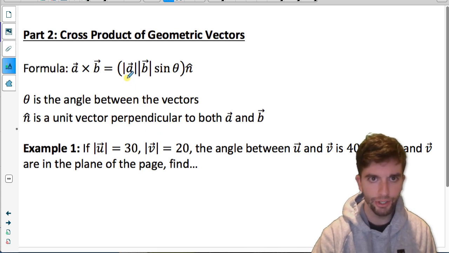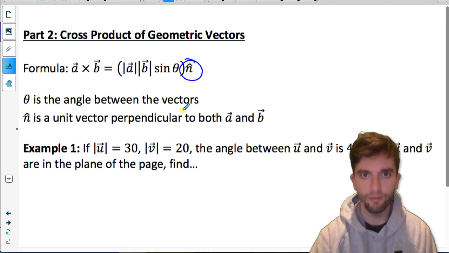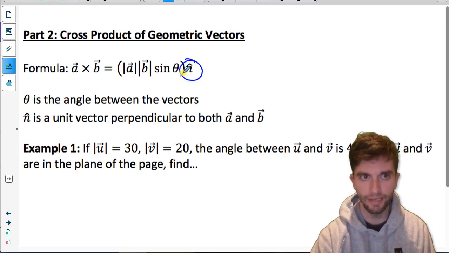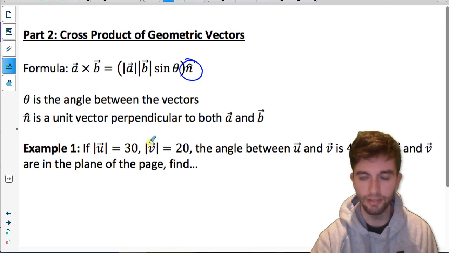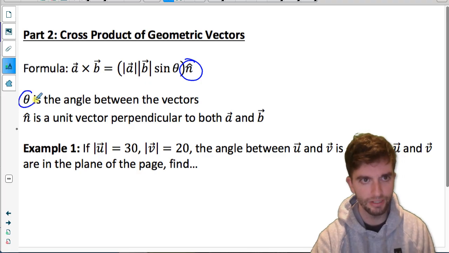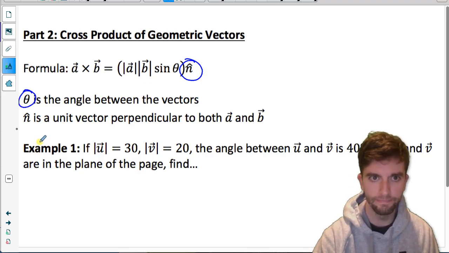To find the magnitude of the cross product, we do magnitude of A times magnitude of B times sine theta. And to get the direction of the cross product of geometric vectors, we multiply it by a normal vector of length 1. So that's indicated by this symbol right here. This symbol is a unit vector perpendicular to both A and B. So when you hear the word normal, think perpendicular. And I should also mention that theta is the angle between the vectors when they're tail to tail.